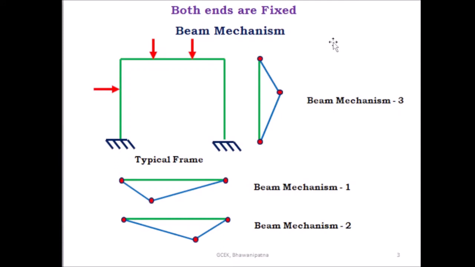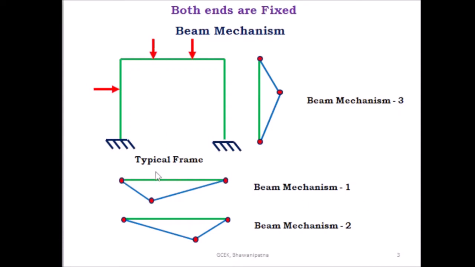Then coming to the portal frame, when both ends are fixed, so this is the portal frame, and this end is fixed and this end is fixed, and here these are the beam mechanism. Here these are the loads present on the portal frame. If these are the loads present, so here due to this load one beam mechanism will be formed, and due to this load one beam mechanism will be formed, and due to this load one beam mechanism will be formed. So the beam mechanism due to this load, this is beam mechanism 1.